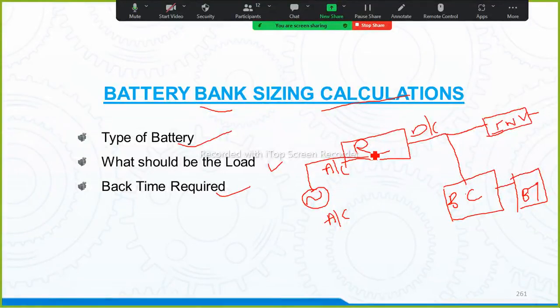Now first is AC supply. AC will be converted with the help of a rectifier. AC is converted to DC. Why? Because the battery has to be charged. The battery charger will start charging your battery, as well as discharge also.